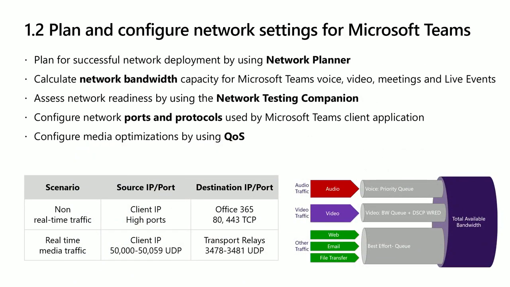The second one is plan and configure network settings for Microsoft Teams. When it comes to chat and IM, most of the stuff works really well out of the box, right? As soon as you turn on video and voice, you got to do some networking. So for a good meeting experience, you need to make sure there's sufficient network bandwidth for audio and video. If there are 5,000 users in headquarters using local intranet and PSTN, how much bandwidth do you need? You need to know how to use the network planner to estimate required bandwidth.